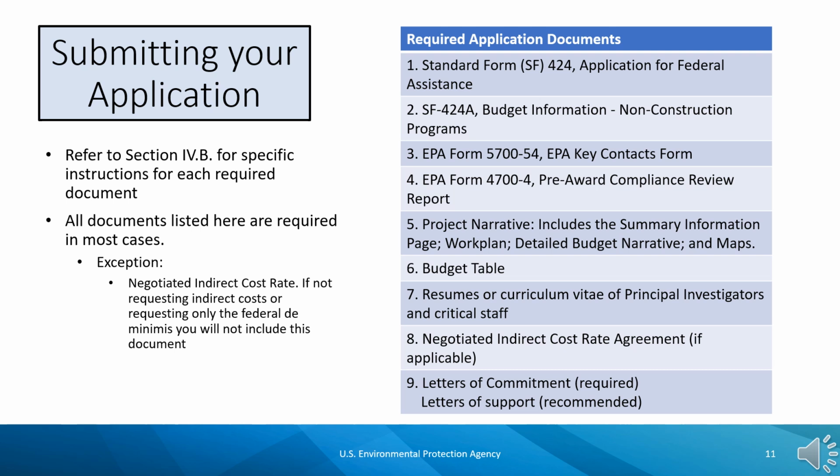Letters of commitment from at least 4 partners are required with this application. Letters of support from non-partners who can substantiate community involvement are recommended. There is an exception on the negotiated indirect cost rate agreement. This is only required if you have a federally negotiated indirect cost rate. If you are not requesting this, and you are requesting the 10% federal de minimis, you do not have to submit this supporting document.